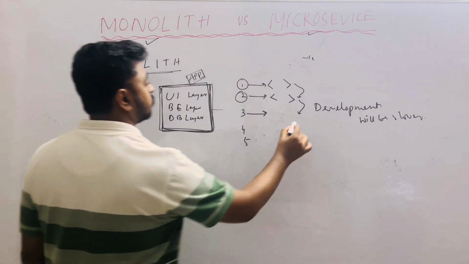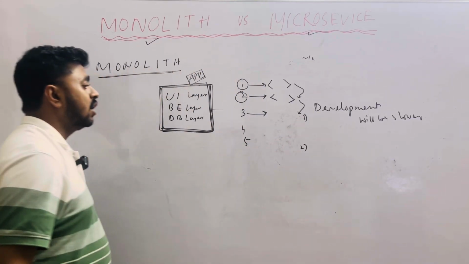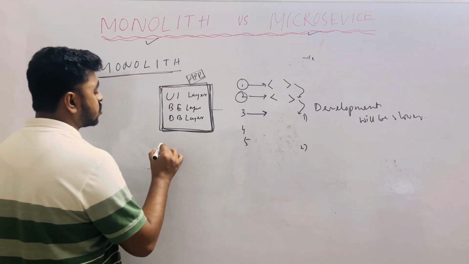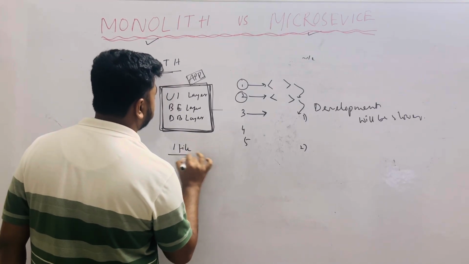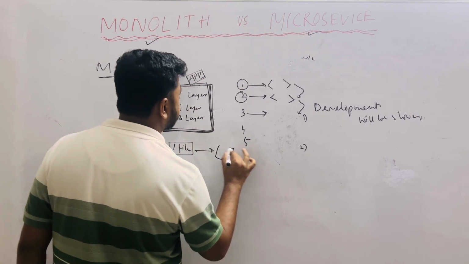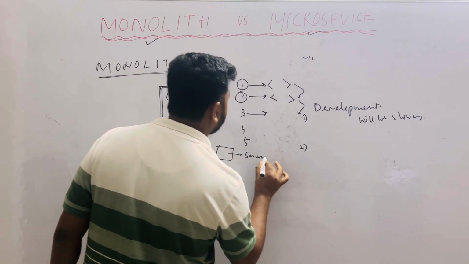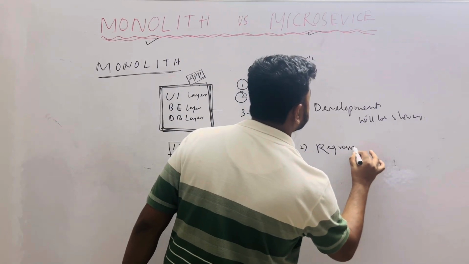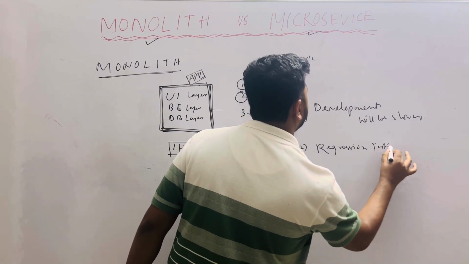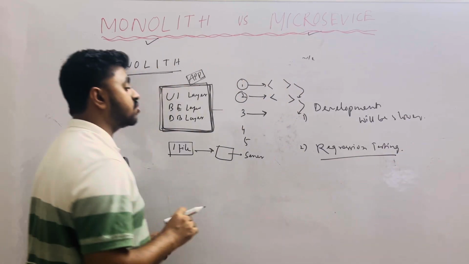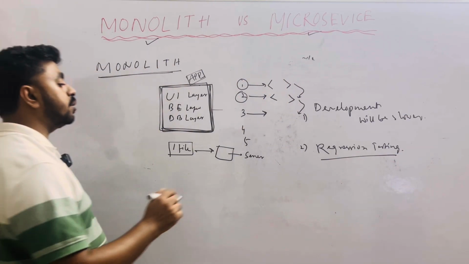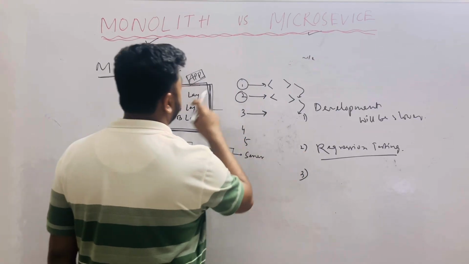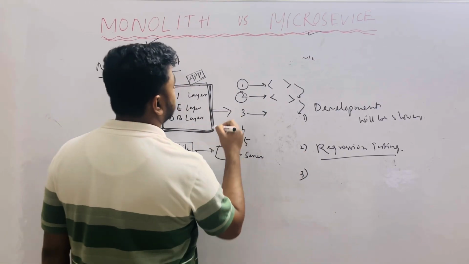The next con: suppose you have changed only one file, but as you are deploying one executable file to the server, before you push to production you have to do regression testing of the whole application's functionality. Even though you touched only one part, just to be safe, you have to do regression testing of the whole application, because this is one executable file.